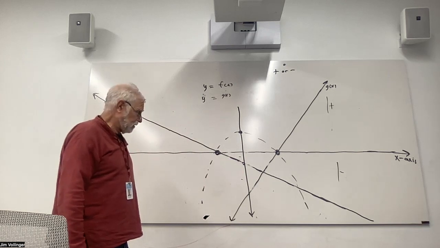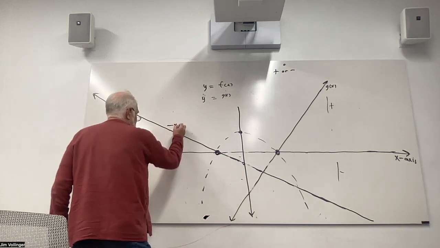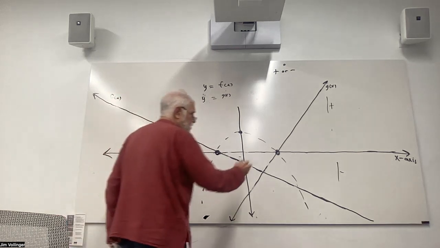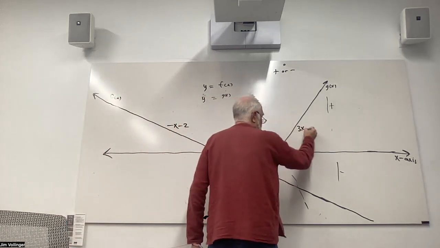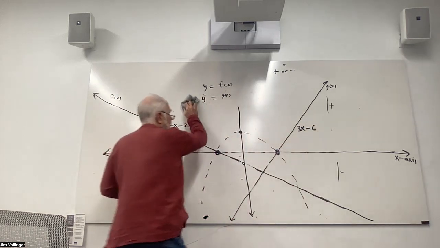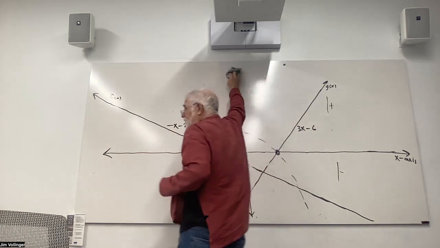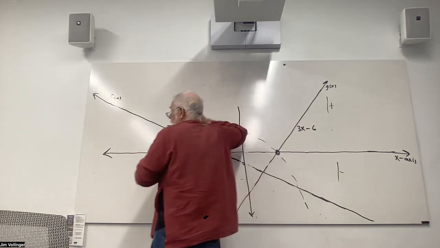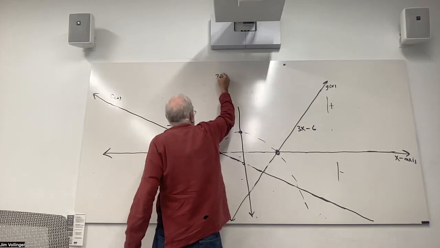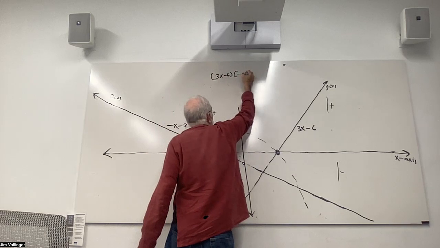Now, let me tell you what the linear functions were. This one was minus x minus 2. And this one was 3x minus 6. Okay, now we're going to get back into some analytics here. If we multiply those two things together, we actually get 3x minus 6 times minus x minus 2. It's early here.